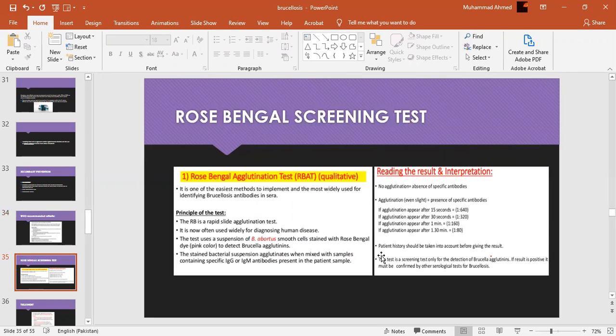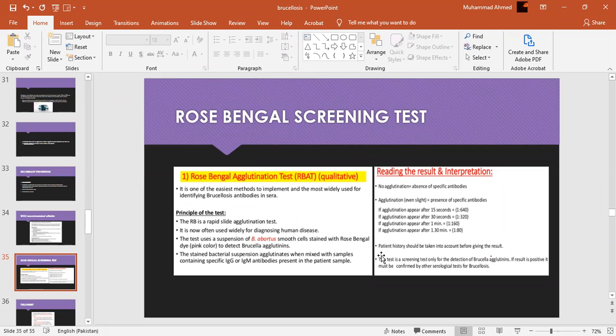Here is something about the Rose Bengal screening test. It is one of the easiest methods to implement and most widely used for identifying brucellosis antibodies in sera. The principle of this test is that it is a rapid slide agglutination test. It is now widely used for diagnosing human disease.